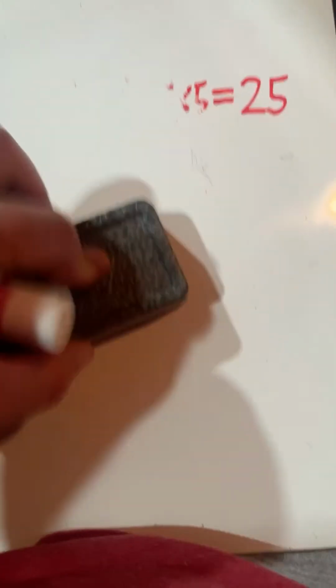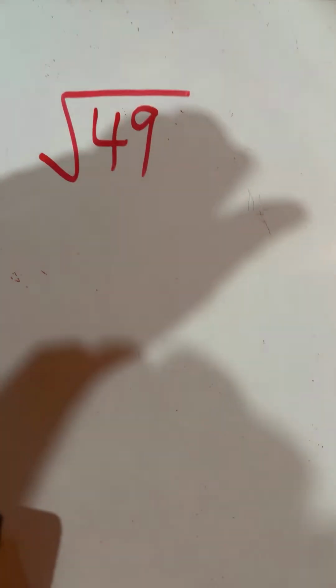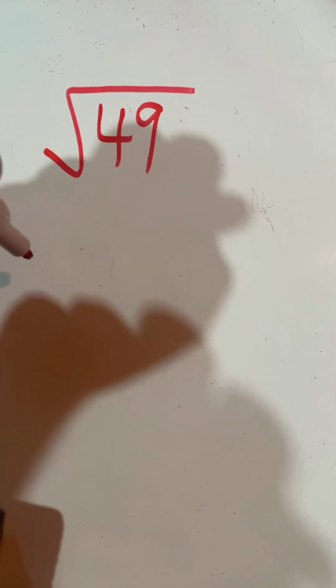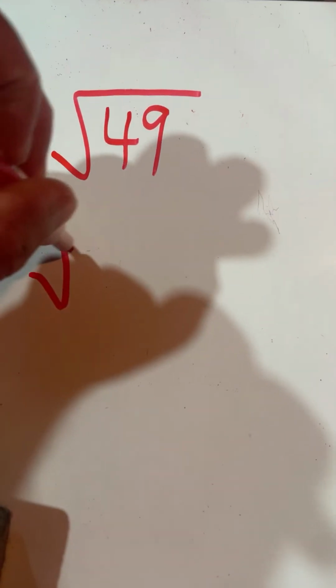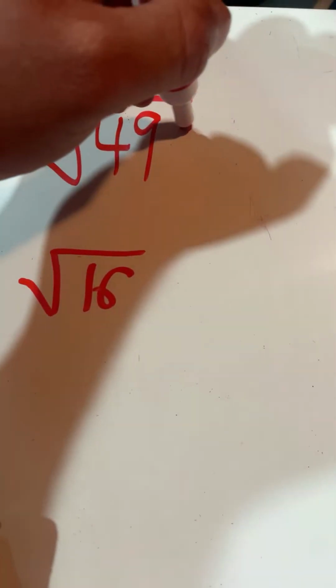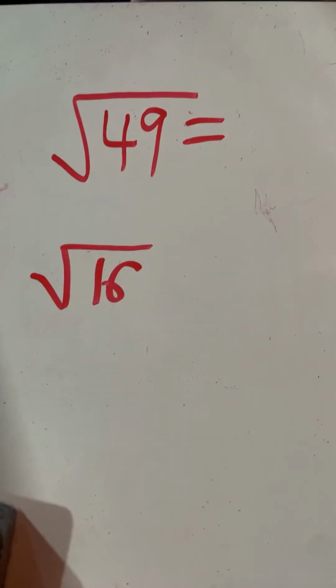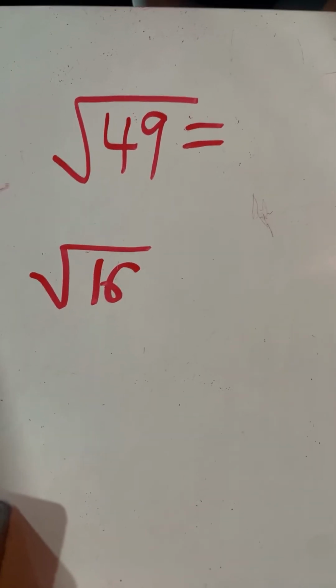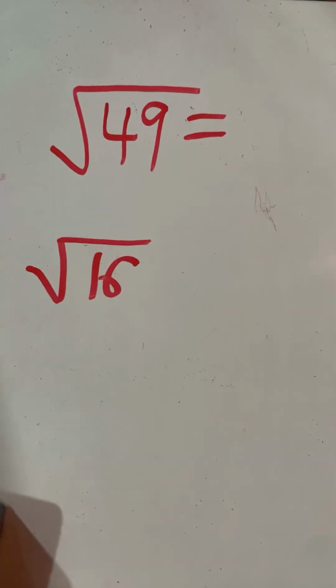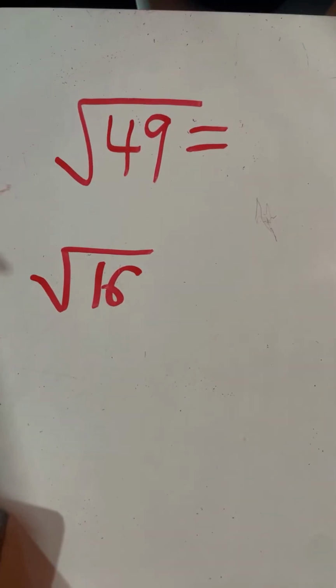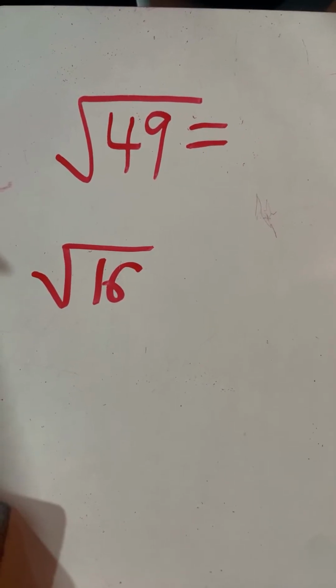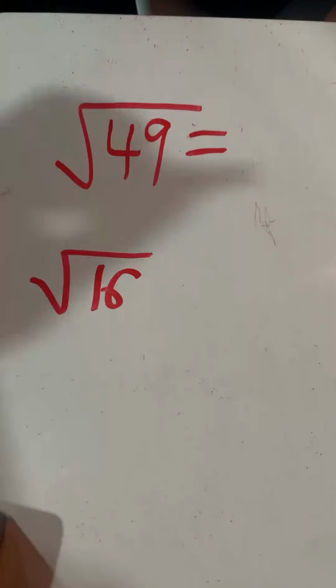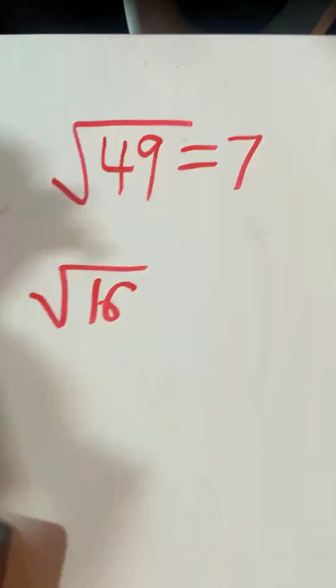So now my next couple examples. I'm just going to do the square root for my next couple examples. So what is the square root of 49? What number multiplied by itself equals 49? 7 times 7 equals 49. So the square root of 49 equals 7.